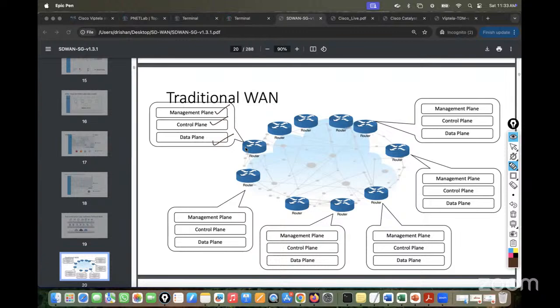So if there is a closed box architecture, one router wants to talk, he himself needs to take a decision, and then he needs to reach another router. Then it's the third router. That's the fourth router. This is how the traffic is going to follow to make the entire series of the communication. But in SD-WAN, it is not going to happen.